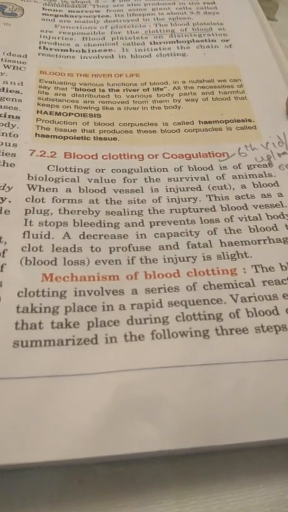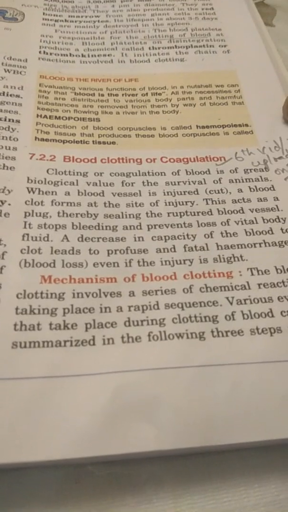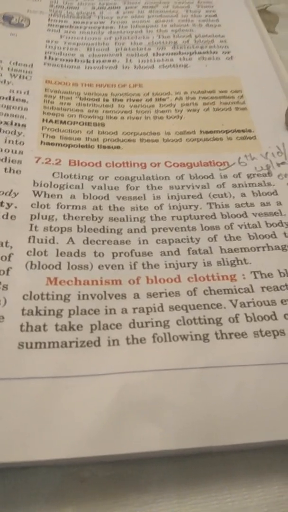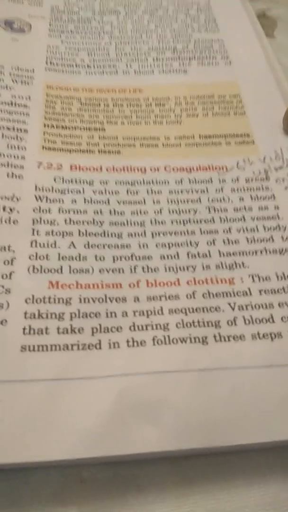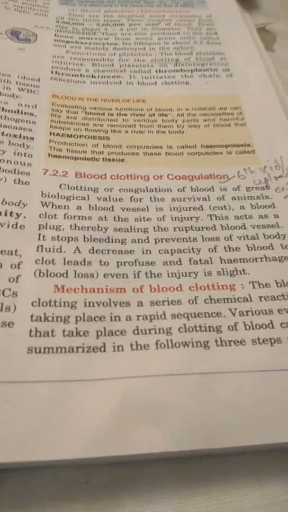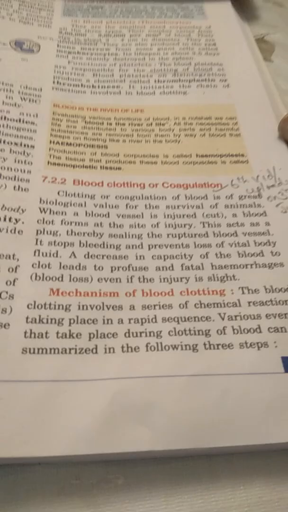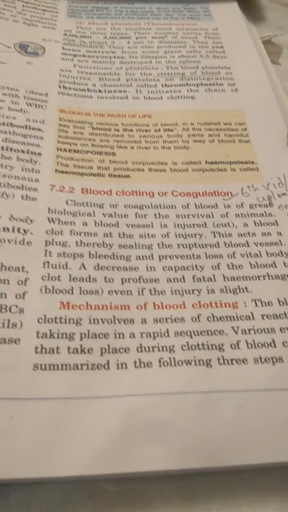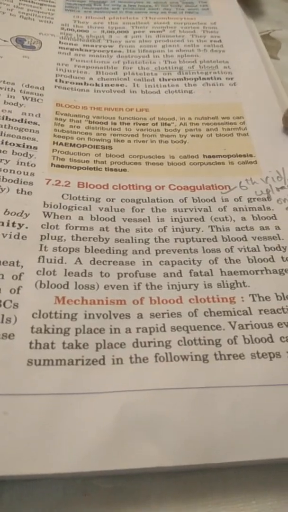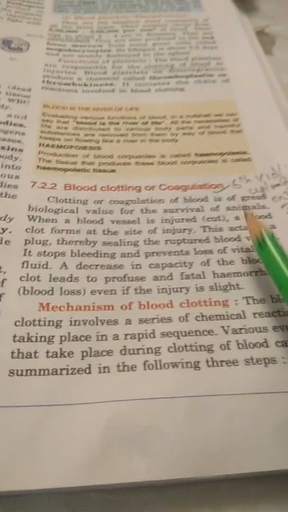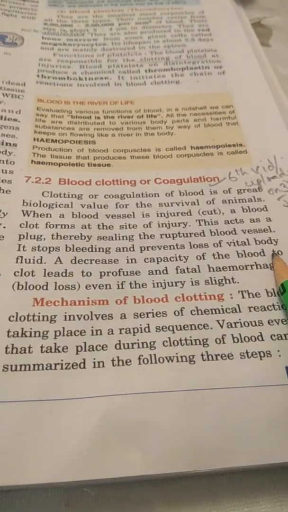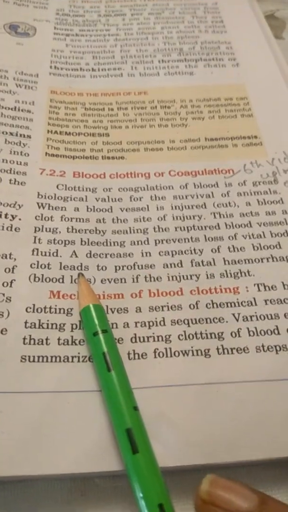Whenever there is any injury in the blood vessel or cut in the skin, the bleeding takes place. But after a short period of time, the bleeding stops because the blood has the power to clot. So this clot acts as a plug, thereby sealing the ruptured blood vessel. It stops bleeding and prevents loss of main body fluid.